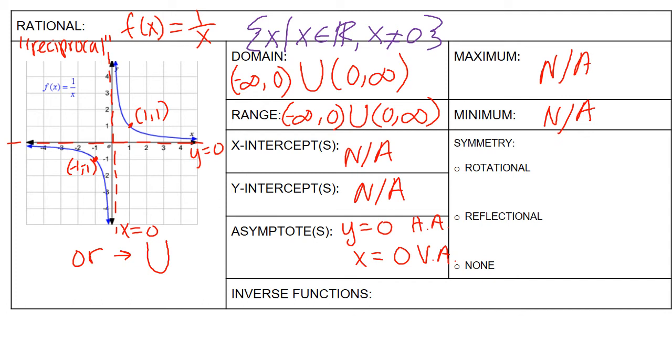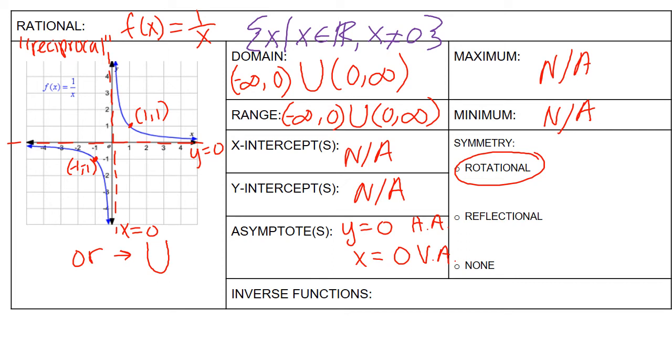It actually has rotational symmetry. Since the asymptotes are part of my function, they go through the origin, and if I was to rotate my paper 180 degrees, does the shape of my function change? Okay? Inverse function. There is no inverse.